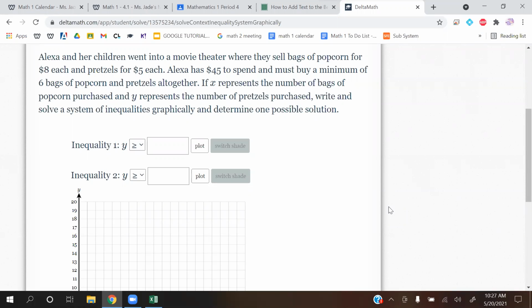Okay, so essentially, let's write out our equations. I'm going to do this in annotations first. So X is the number of bags of popcorn and Y represents the number of pretzels purchased. So that's something we need to keep in mind. Let's see. Okay. They sell bags of popcorn for $8 each and pretzels for $5 each.